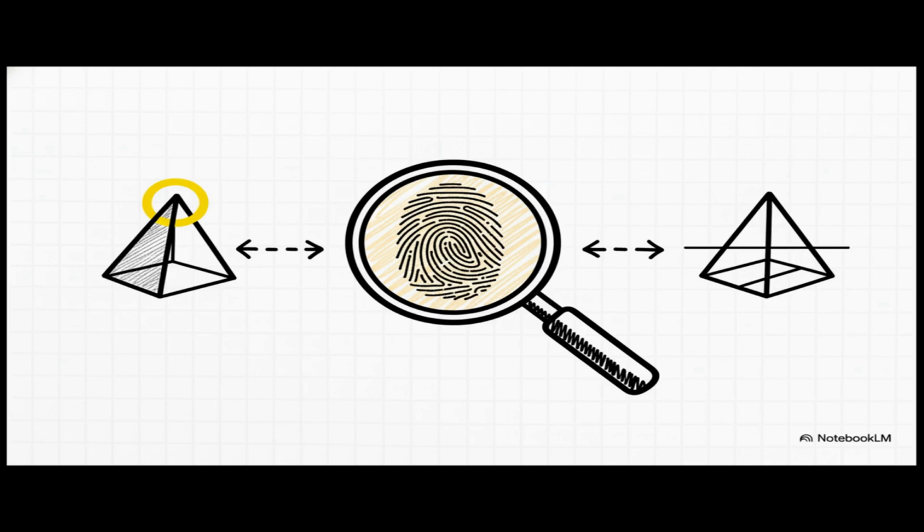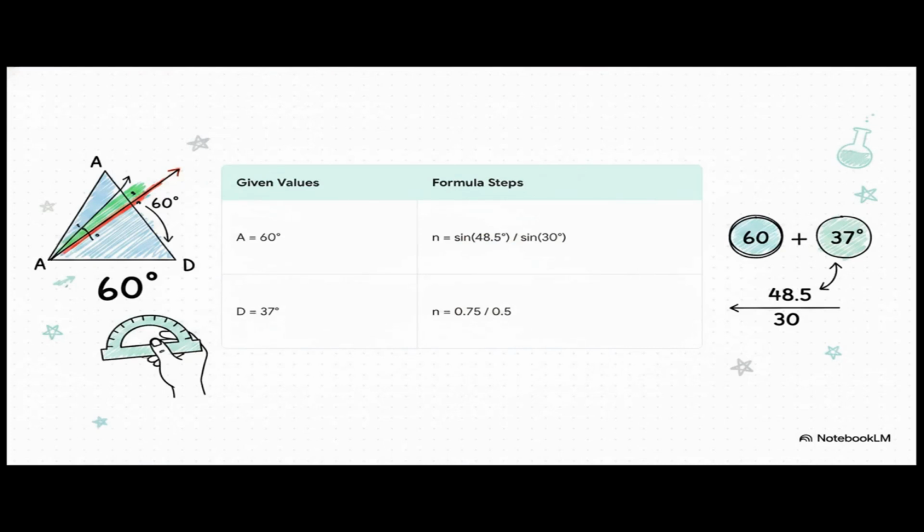And look at the formula. You literally only need 2 pieces of information: the physical apex angle of the prism and the angle of minimum deviation we just talked about. Let's apply this to a real scenario from our source material. Imagine we're in the lab with an equilateral prism. That means all sides are equal, giving us an apex angle of exactly 60 degrees. Through testing, we find its minimum deviation is 37 degrees. We simply plug those two numbers into our equation.